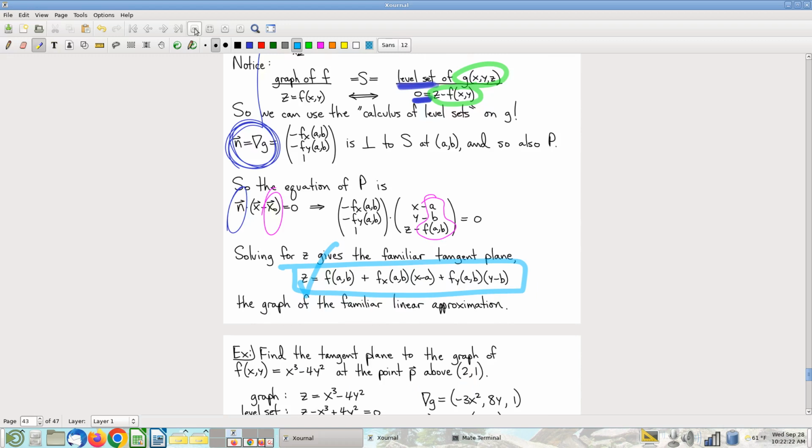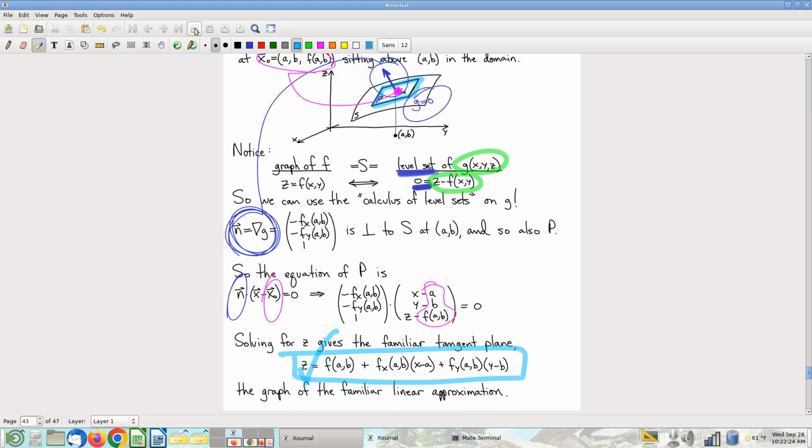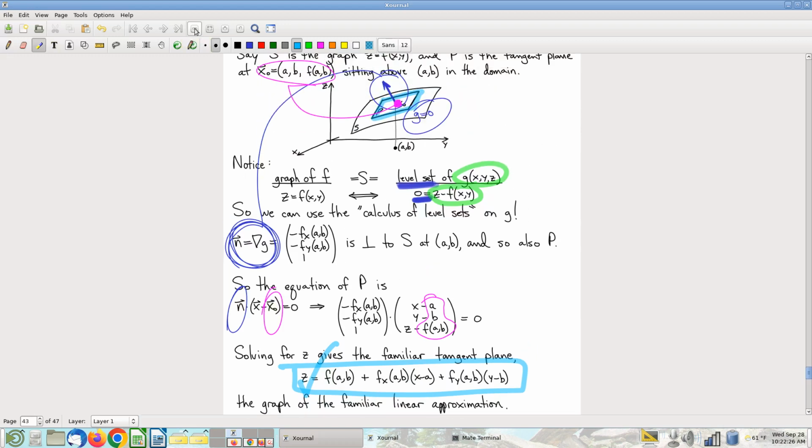How are we feeling about this? Do y'all feel okay about this? Everybody see the strategy? Again, you can view a surface as a graph. Well, you can also view it as a level set, and you have different tools with the different calculus knowledge that we have for those different contexts.